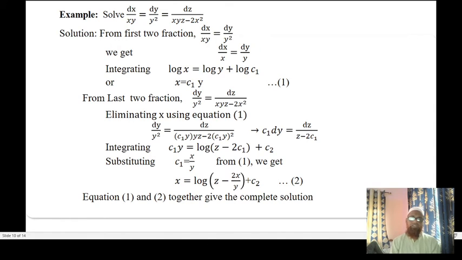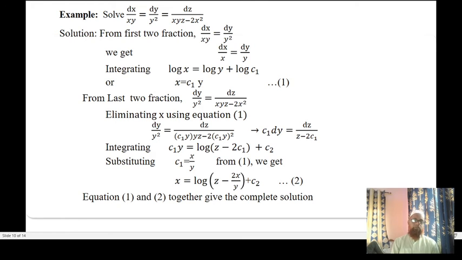From the last two fractions, dy by y square equal to dz by xyz minus 2x square. Here we cannot cancel the x variable. So using equation 1, x equal to c1y, we eliminate x using equation 1. So dy by y square equal to dz by c1y yz minus 2 c1 square y square.